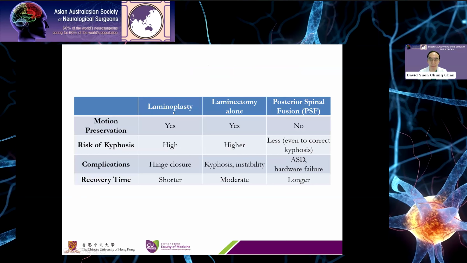You can see we can achieve motion preservation with laminoplasty or laminectomy alone, whereas for PSF, we can't achieve motion preservation. But at the same time, the risk of kyphosis is less with posterior spinal fusion. But of course, there are potential complications, including adjacent segment disease and also risk of hardware failure. Whereas for laminoplasty, there's a risk of closure of the hinge, and laminectomy alone has risk of kyphosis and even instability.